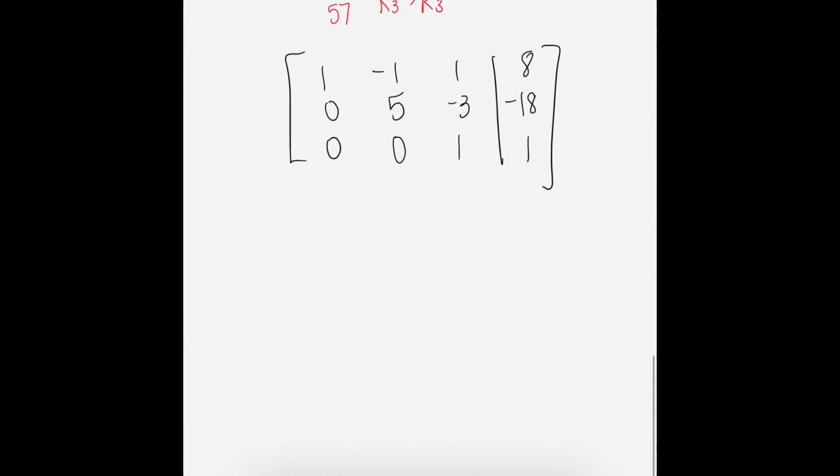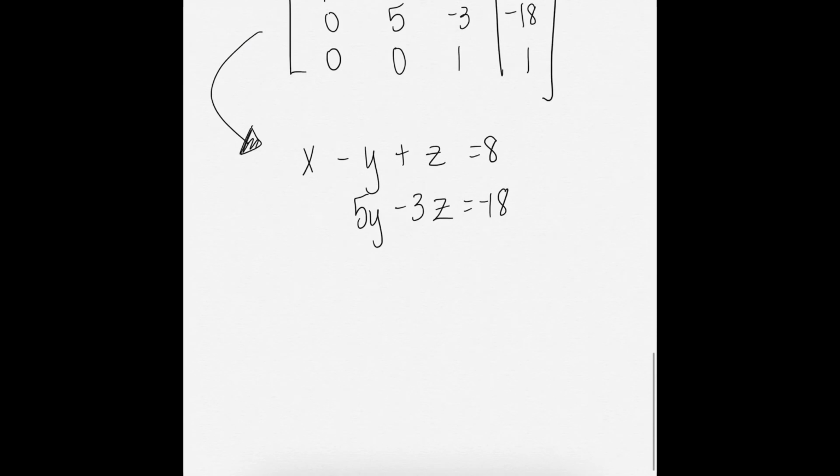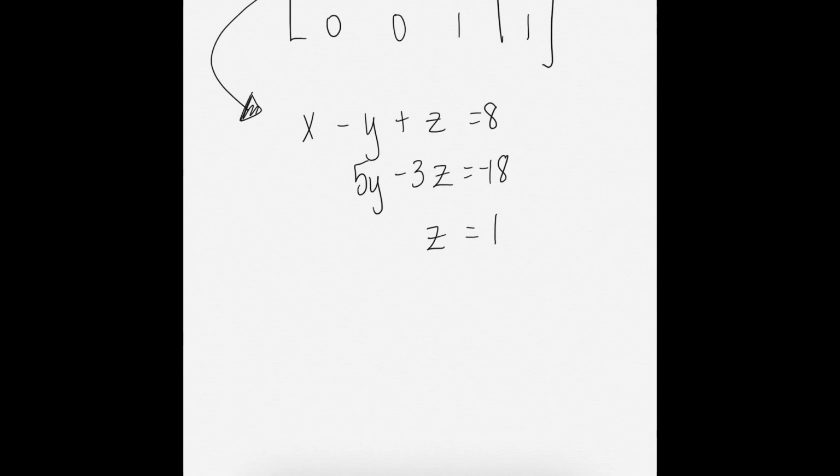So I will tell you that there is one method that stops here, and I'll show you why. If I were to convert this back into equation form, that would be 1x minus 1y plus z equals 8. That's my first one. My second one would be 0x plus 5y minus 3z equals negative 18. My third one is 0x plus 0y plus 1z equals 1. Can you guess why someone might stop here?